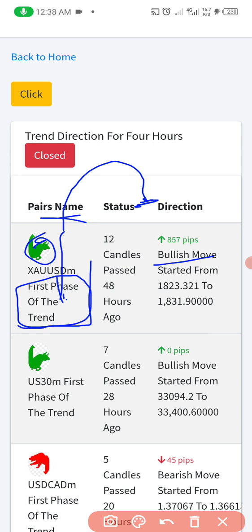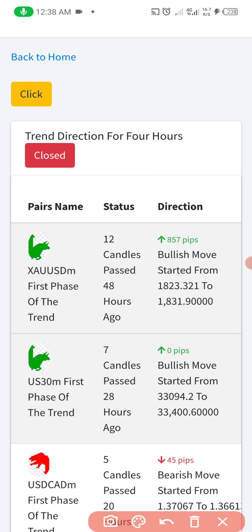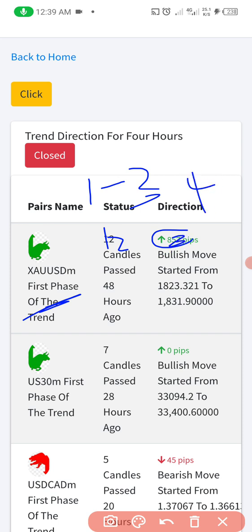So how do we take advantage of this first phase? What you need to look out for is pretty simple. First phase, first candle, 1 to 2 candles, simple. 1 to 2 candles or 3, simple. Number of pips should not exceed more than 40 pips. Once you spot it on the first candle, the number of pips should not exceed 40 pips.